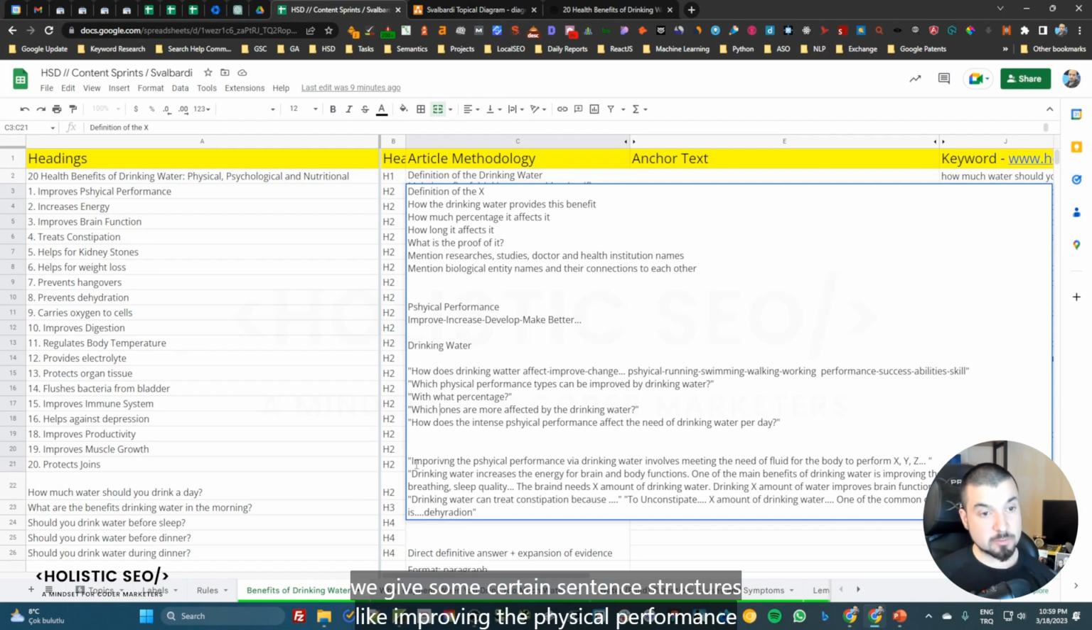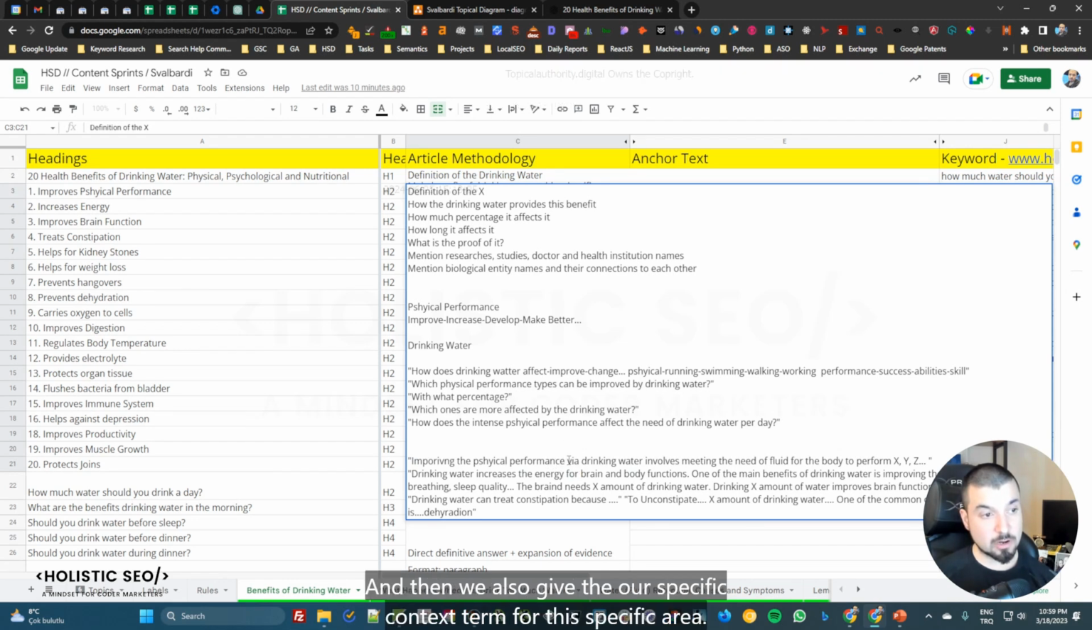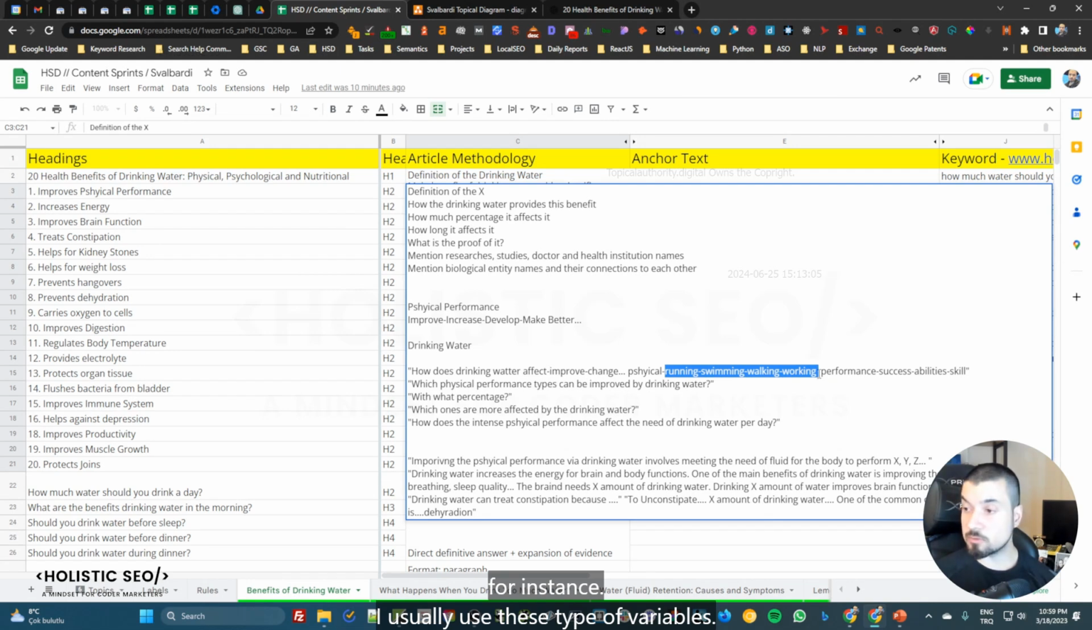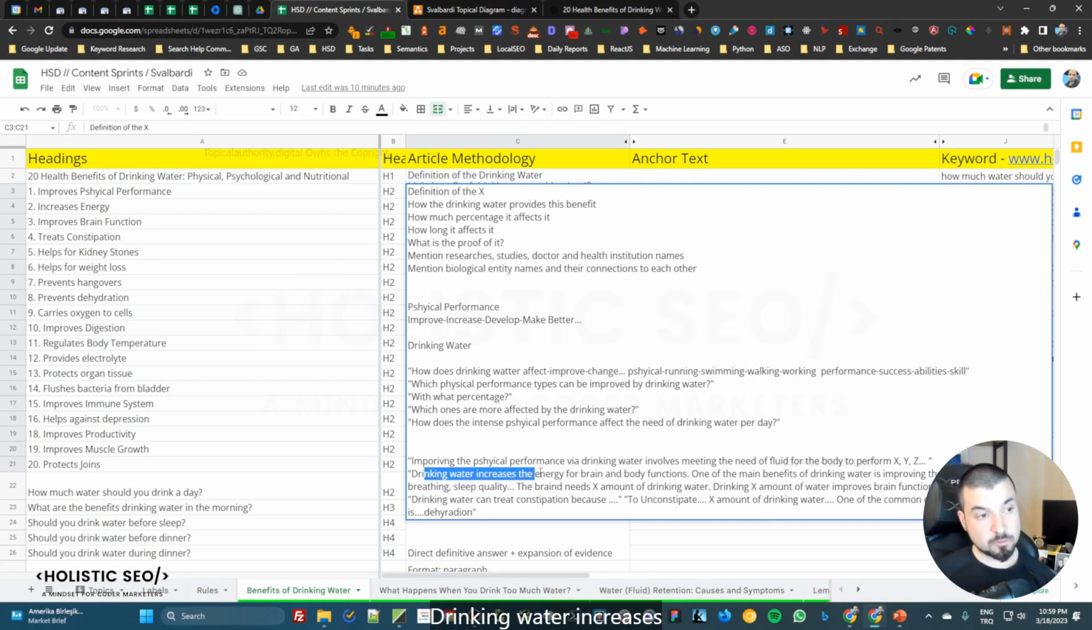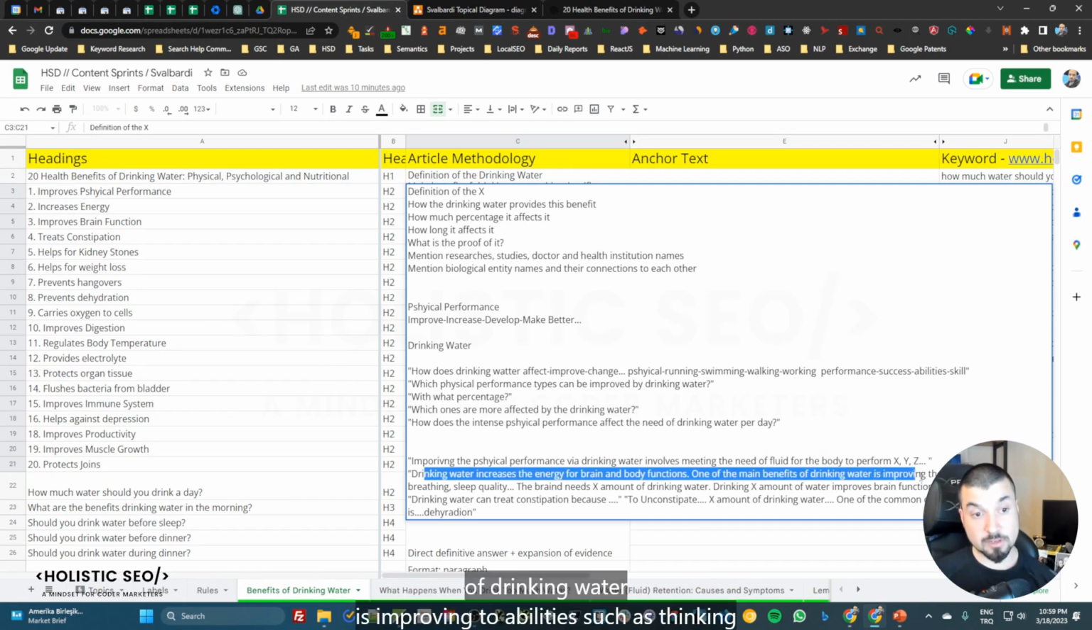And in this area, we give some certain sentence structures like improving the physical performance via drinking water. And this section is important. Drinking water is coming after the functional word, and then we also give the specific context term for this area. Then involves meeting the need of the fluid for the body to perform XYZ. This XYZ might be these, for instance. I usually use these type of variables. Drinking water increases the energy for brain and the body functions. One of the main benefits of drinking water is improving the abilities such as thinking, breathing, sleep quality.